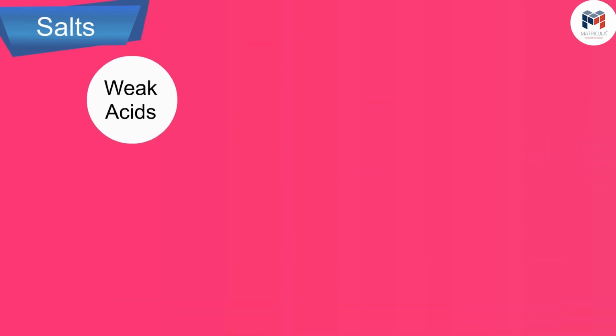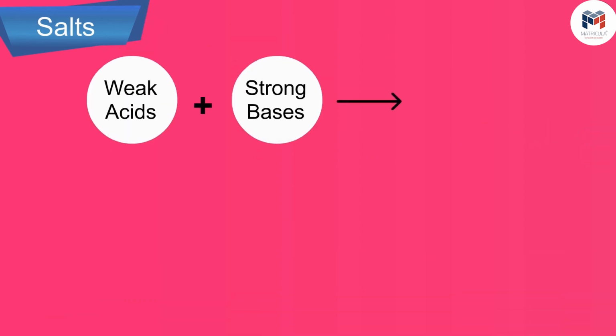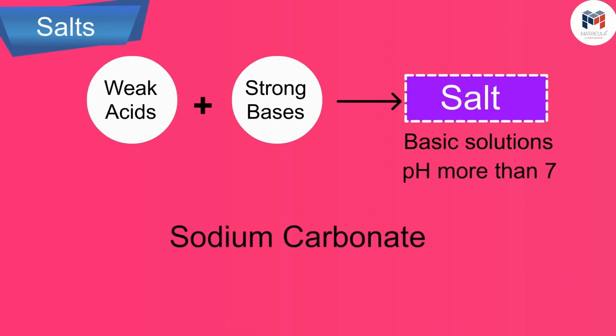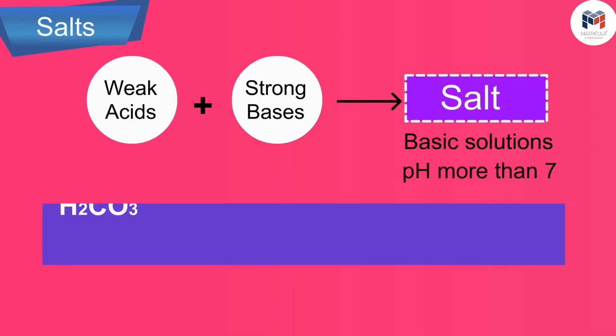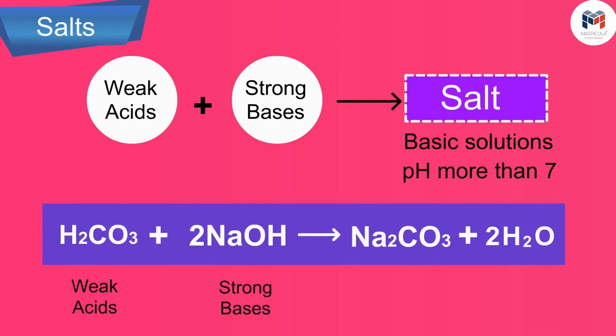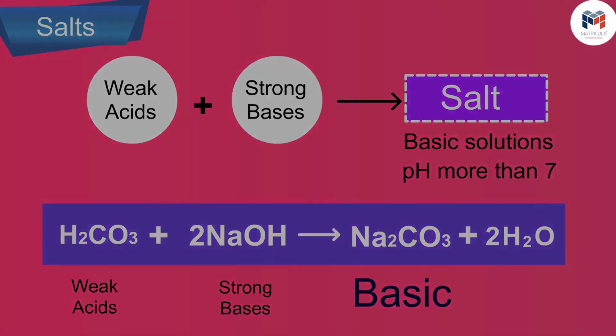Finally, the salts of weak acids and strong bases give basic or alkaline solutions. For example, the salt sodium carbonate is formed from a weak acid, carbonic acid, and a strong base, sodium hydroxide, and so the salt obtained is basic in nature.